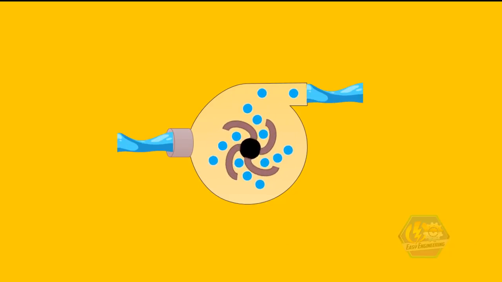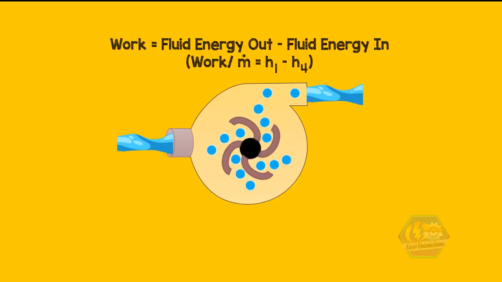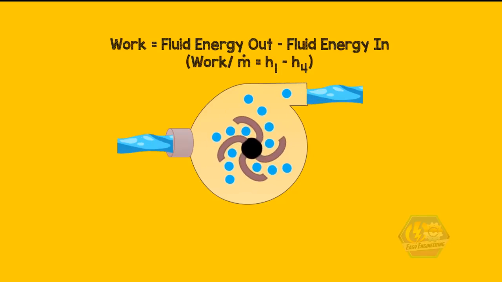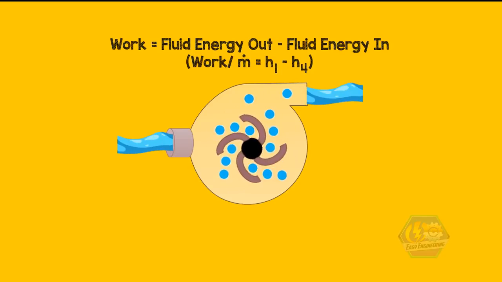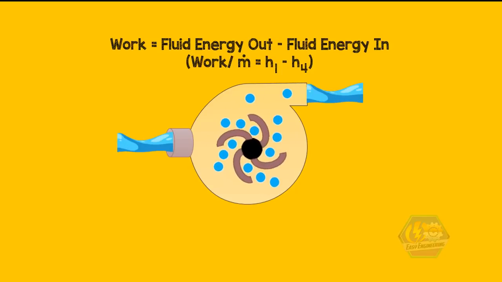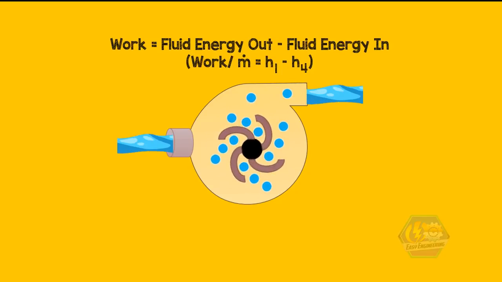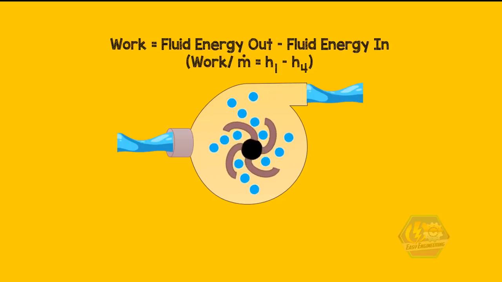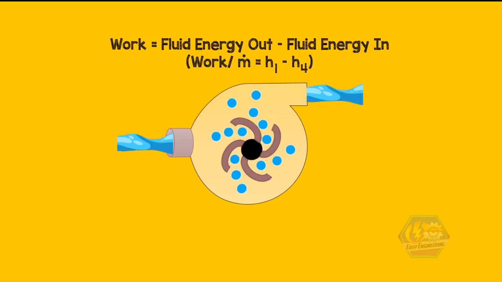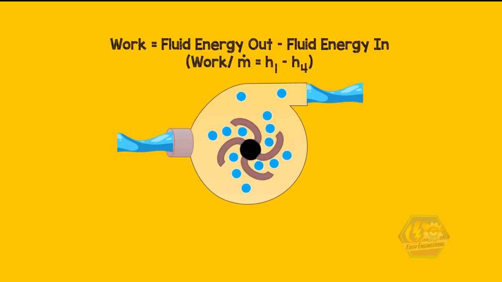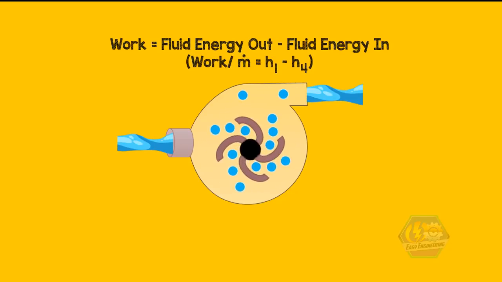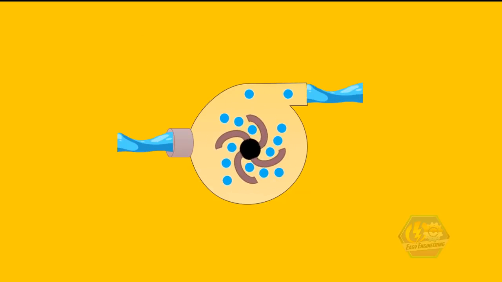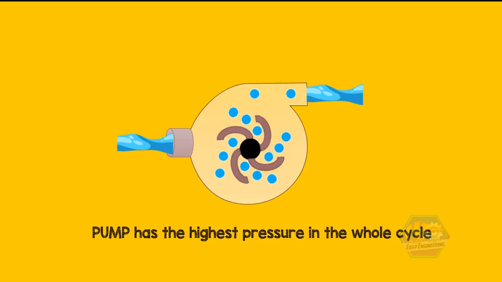The formula for the pump is work equals fluid energy out minus fluid energy in, or enthalpy 1 minus enthalpy 4. Fluid energy out, or enthalpy out, is greater than the enthalpy in, as the pump has imparted energy to the fluid. Note again that the equation is formed by using a mass and energy rate balance for a controlled volume at steady state, neglecting heat transfer with the surroundings. And one more important thing, please remember that the pump has the highest pressure in the whole cycle.